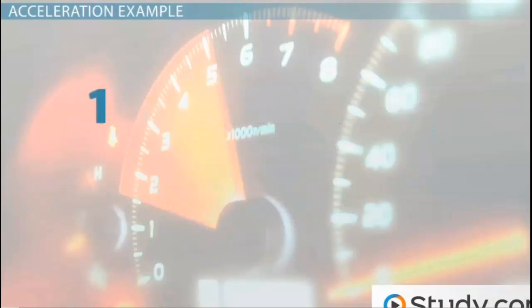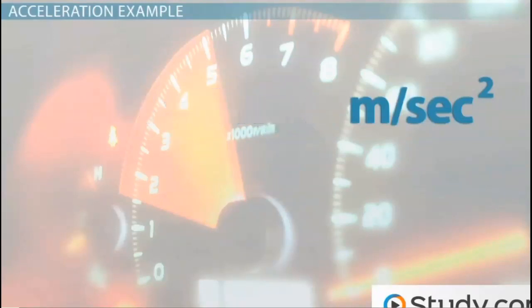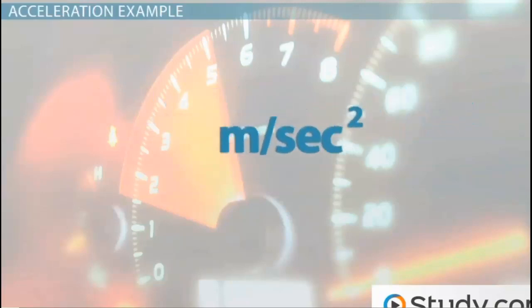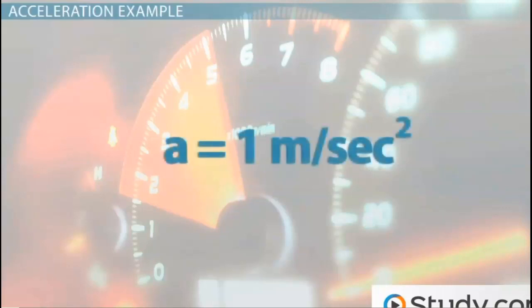A newton of force is equal to 1 kilogram times meter per second squared. If we substitute this value for a newton into the equation, mass is canceled out, and that leaves us with the units meters per second squared. Those are the units for acceleration. Therefore, the acceleration of our object is 1 meter per second squared.